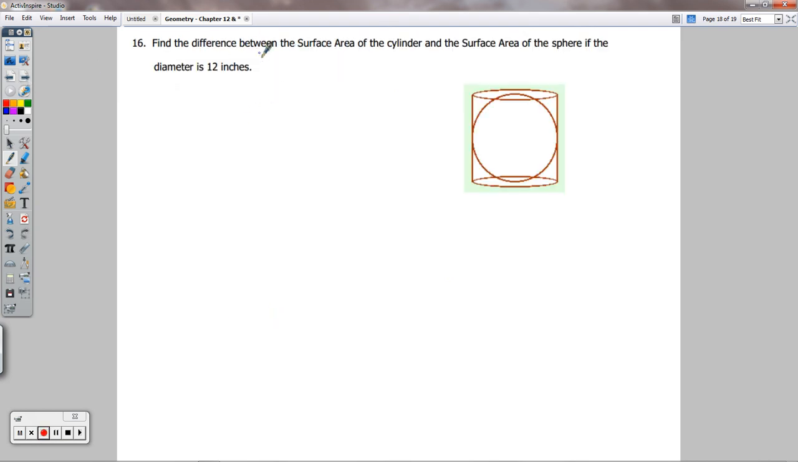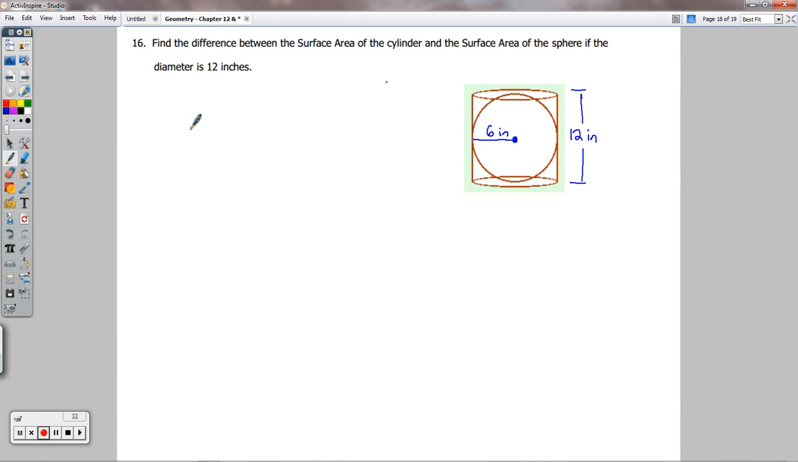Number 16. Find the difference between the surface area of the cylinder and the surface area of the sphere if the diameter is 12. So if the diameter is 12, the radius would have to be 6, halfway across. And this sphere, we can assume that it just touches the cylinder top to bottom there. So the height of the cylinder, in other words, is the same as the diameter of the sphere. It's 12 all the way there. The surface area of the cylinder should be a little bit more because we have more of that showing.